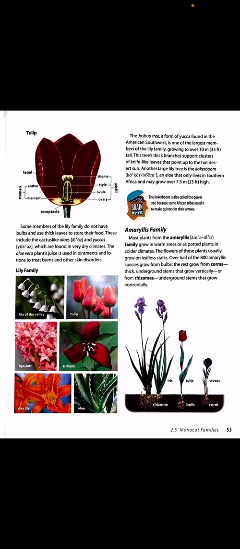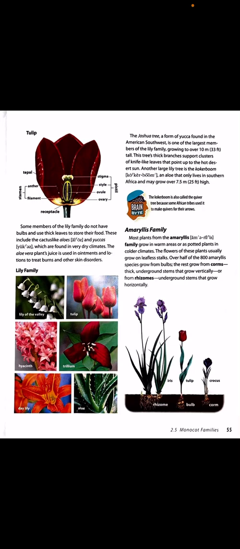The Joshua tree, a form of yucca found in the American Southwest, is one of the largest members of the lily family, growing over 10 meters or 33 feet tall. This tree's thick branches support clusters of knife-like leaves that point up to the hot desert sun. Another large lily tree is the kokerboom, an aloe that only lives in southern Africa and may grow over 7.5 meters or 25 feet high.